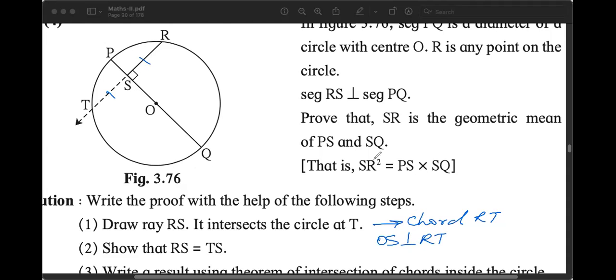So there is one chord which is PQ, the longest chord of the circle, the diameter. There is another chord now, which is RT. And RT is being bisected at the point S, which is the point where the two chords are intersecting. Chords intersecting inside a circle: when chords intersect inside a circle, their segments are related to each other. TS multiplied by SQ will be equal to RS multiplied by ST.